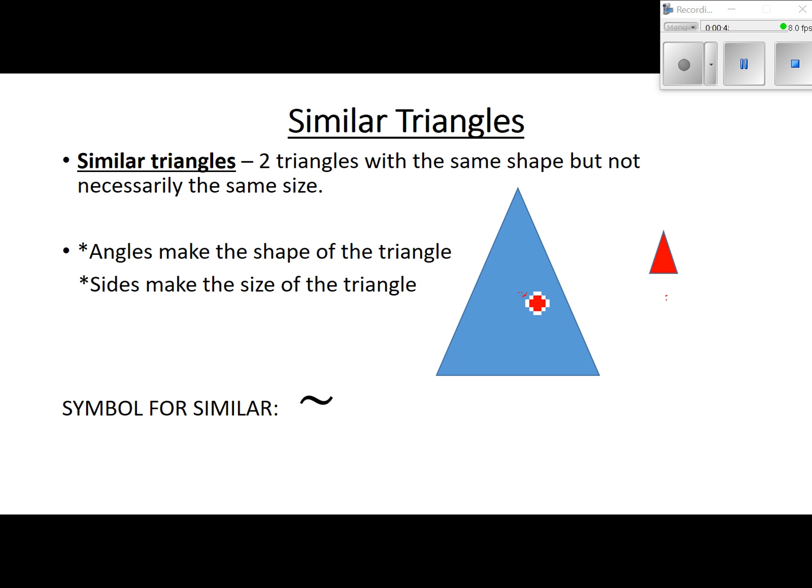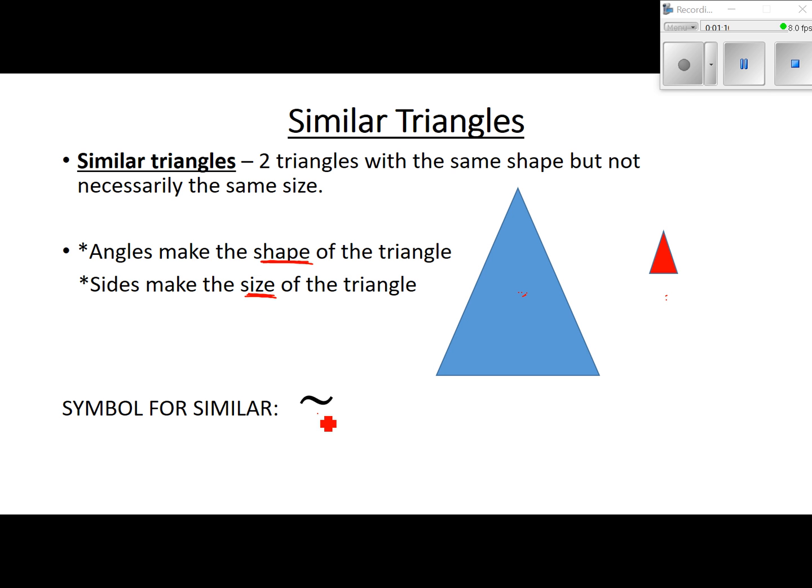When you're dealing with shapes, angles make the shape. So anytime, and it doesn't have to be triangles, it could be any polygon, when you're dealing with shapes, angles make the shape, the sides make the size. So the sides actually tell you how big or small the shape is. The symbol for similar is this right here.